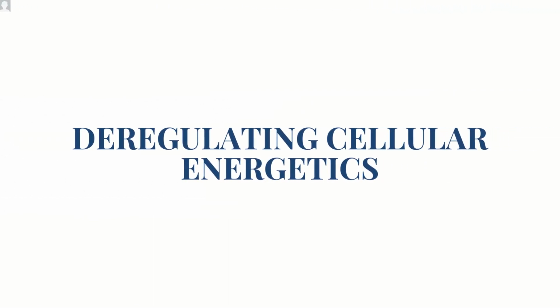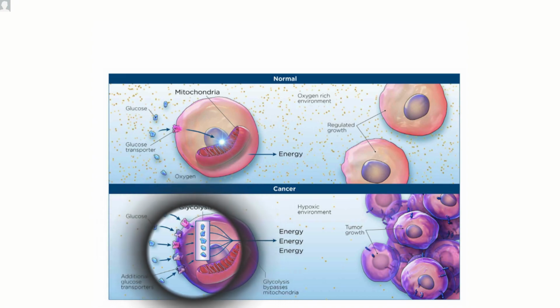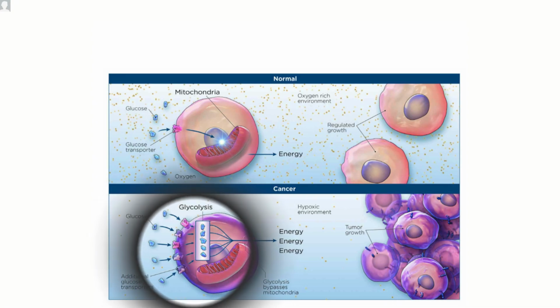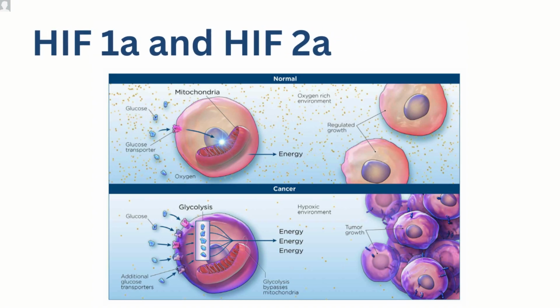And finally, alteration in cellular energetics. Cancer cells require increased energy consumption to fuel their growth. For this, they mostly use glycolysis instead of mitochondrial oxidative phosphorylation. This upregulation of glycolysis is due to increased expression of HIF1 and HIF2 protein under the hypoxic condition.